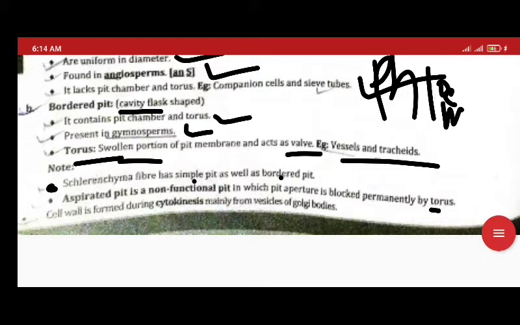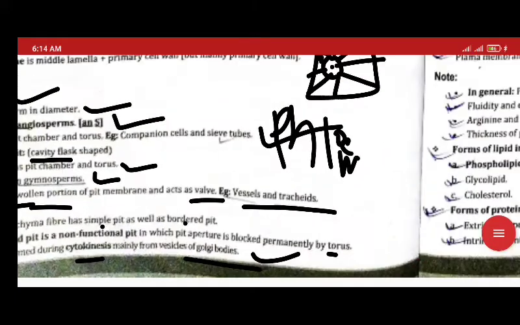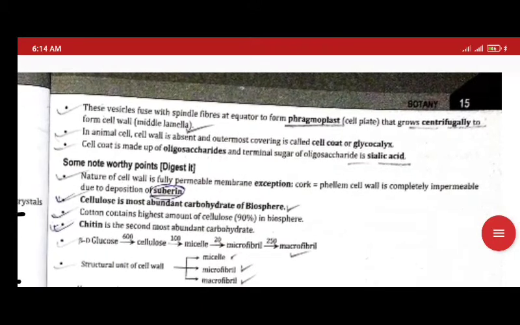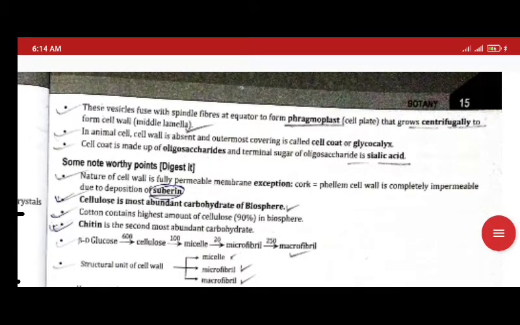The cell wall is formed during cytokinesis, mainly by the Golgi body. We have two, the Golgi body and ER, but the main one is the Golgi body; its vesicles are the main source. These Golgi body vesicles fuse with spindle fibers to form the phragmoplast. So the phragmoplast is the cell plate.